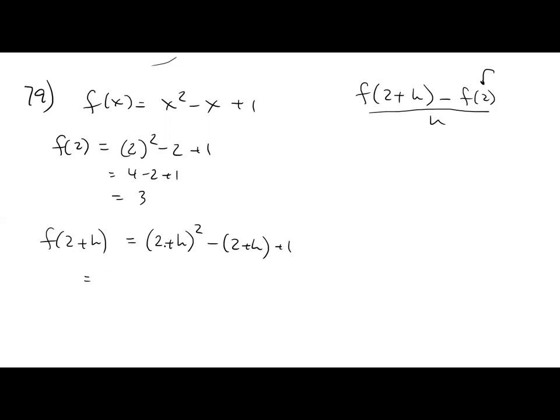So I'm going to let you guys FOIL this out by yourself, but it should come out to be 4 plus 4h plus h squared. If you still need help on foiling that out, it would be x plus 2 plus h times another 2 plus h.